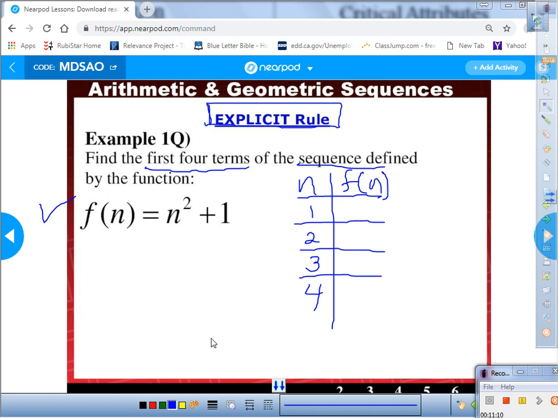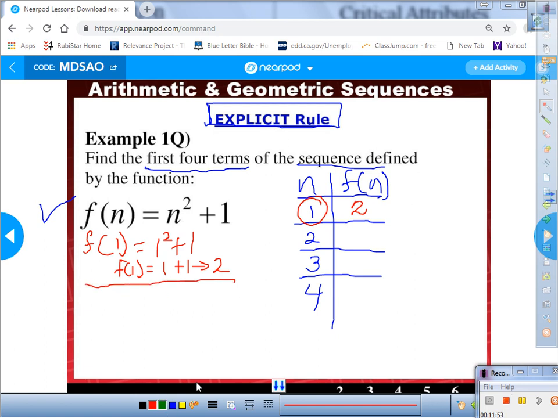And watch. This is called explicit because it's fairly straightforward. It's very explicit about what to do. Stay focused, please. Here it goes. I'm going to substitute the first value, which is what? 1 in here. So I'm going to write f of 1 equals 1 squared plus 1. F of 1 equals, what is 1 squared? 1 plus 1. What is 1 plus 1? 2, and that goes right there. Is it straightforward? Yeah, that's what we call explicit, being explicit in regards to the rule that they give us.